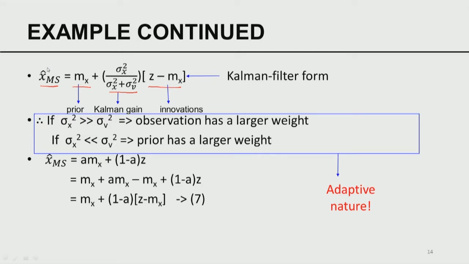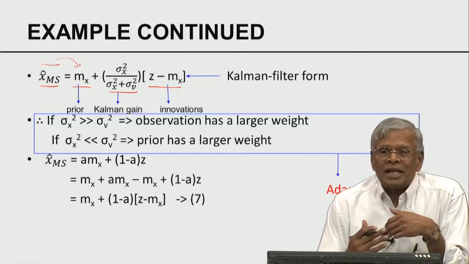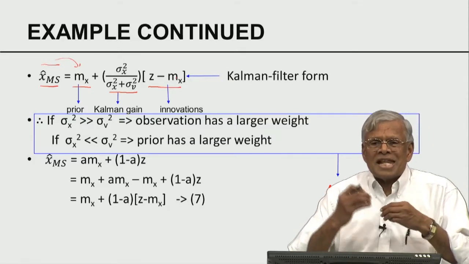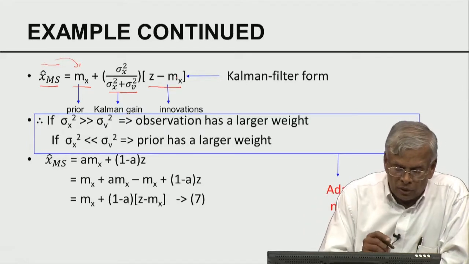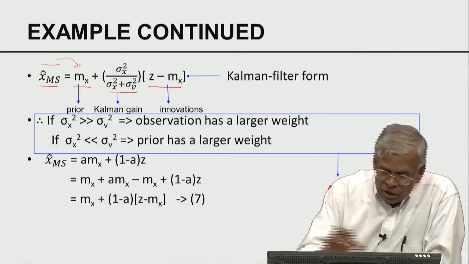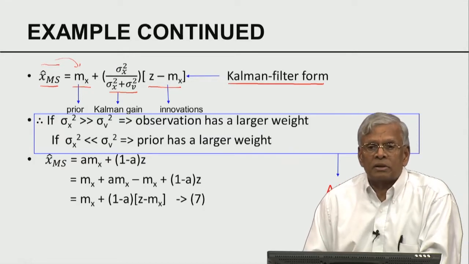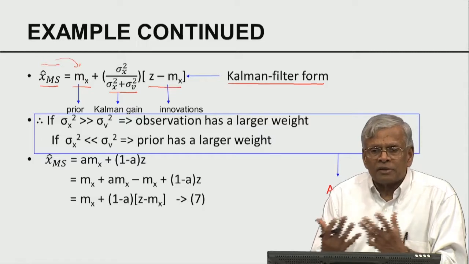The Bayesian estimate has a very beautiful structure and interpretation. The Bayesian estimate is equal to the prior plus z minus mx. mx is the mean, z is the new information. So z minus mx gives me what's called innovation. Innovation is the information in excess of what I already knew. So the new estimate is equal to prior plus a constant times the innovation. This form is the form that underlies the well known Kalman filter. So you can readily see the form of a Kalman filter coming in here.